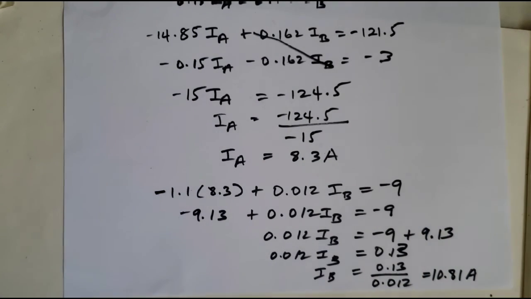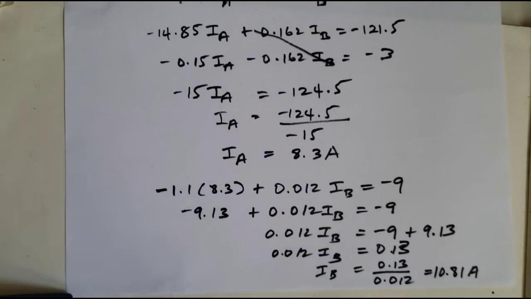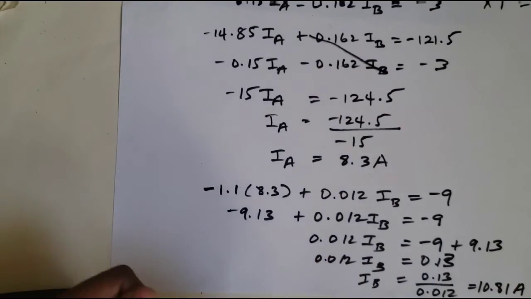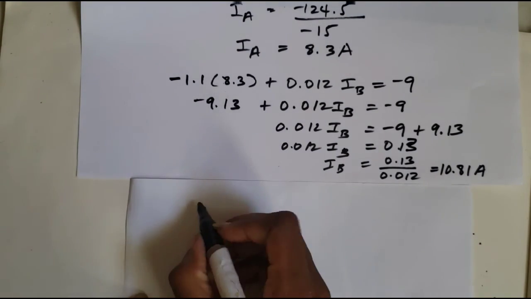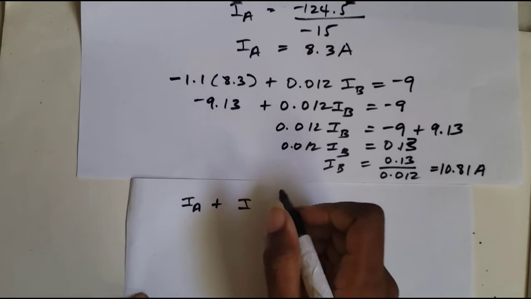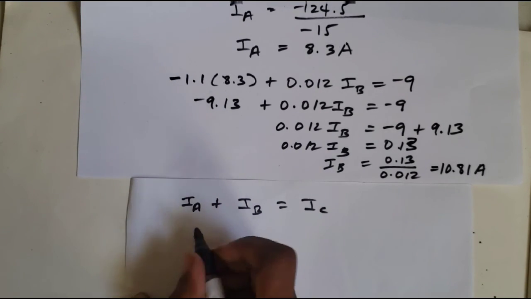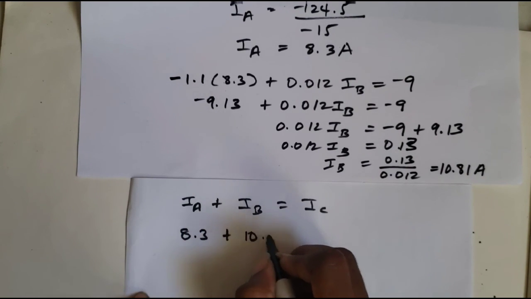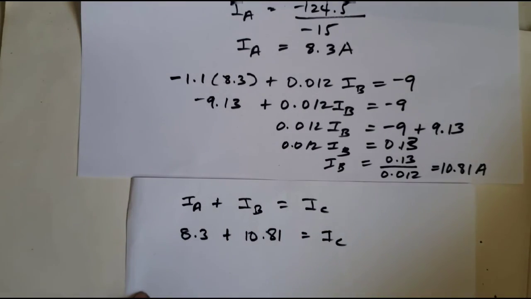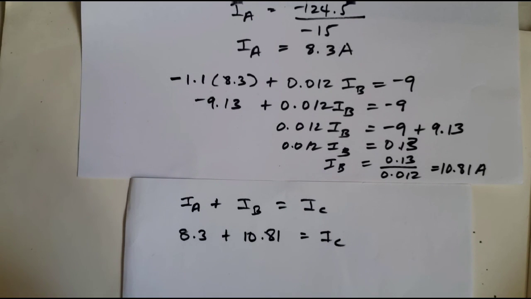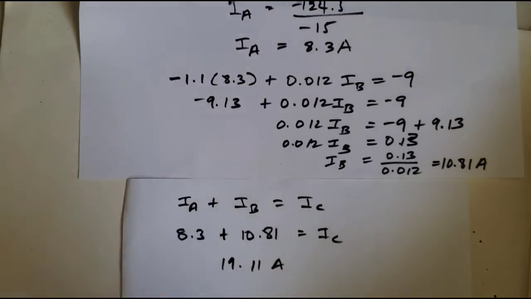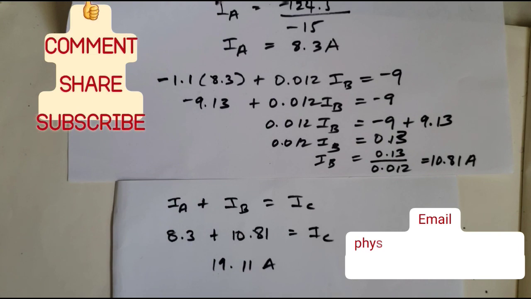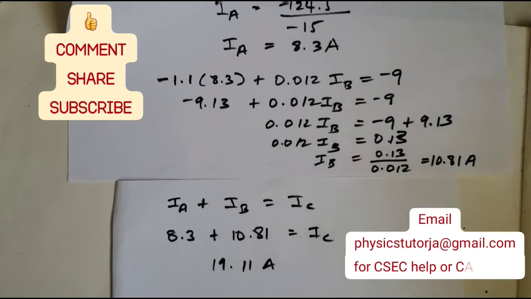10.81 amps. So that's IB. And of course, we had said initially that IC is equal to IA plus IB. Therefore, since IA plus IB equals IC, and we know that IA is 8.3 amps and IB is 10.81 amps, simply add that up, and that gives us 19.11 amps. Okay, and so that's how you would do number 19. So I hope you understood that.